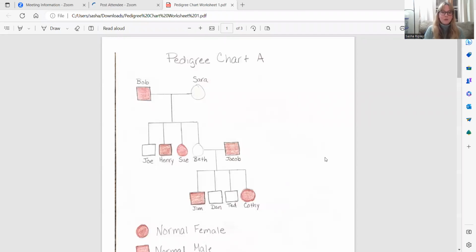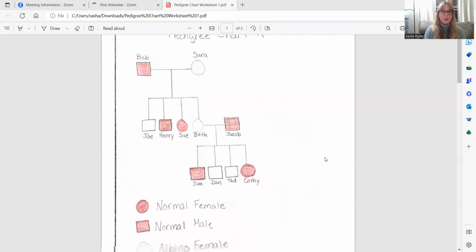Okay, so I have two diagrams for you. I've got pedigree chart A, which I have up right now, and there's another one below it.